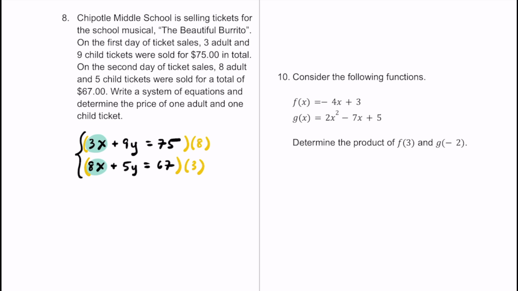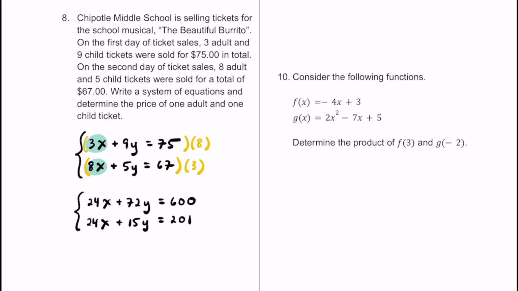Okay, so 8 times 3x on top, that's going to be 24x. 9y times 8 is going to be 72y. And then 75 times 8, let's see, I think 75 times 2 is 150, so multiply that by 4. I think that's going to be 600. Then on the bottom equation, 3 times 8x, that's 24x. 3 times 5y is going to be 15y. And then 3 times 67, well, 3 times 60 is 180. 3 times 7 is 21, so I think this is going to be 201.